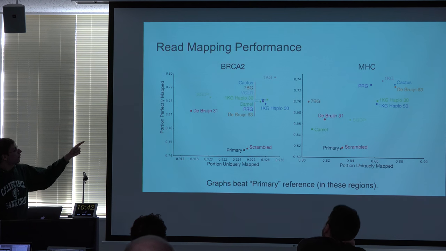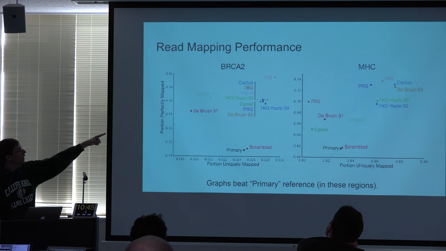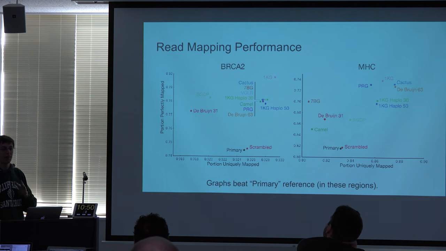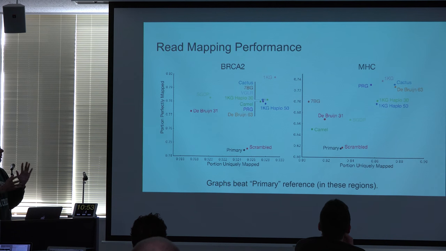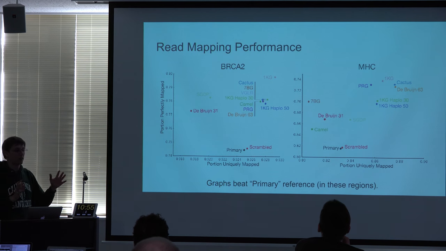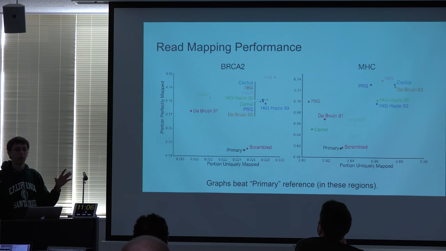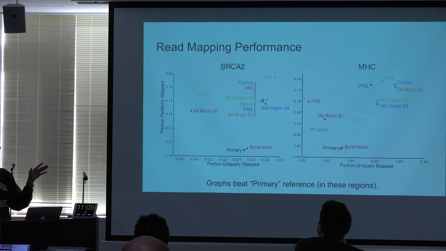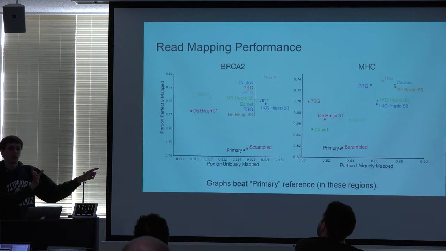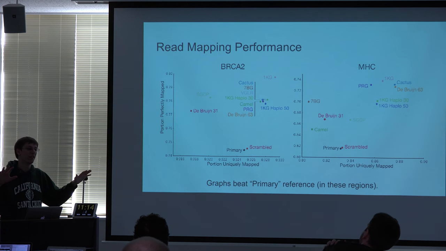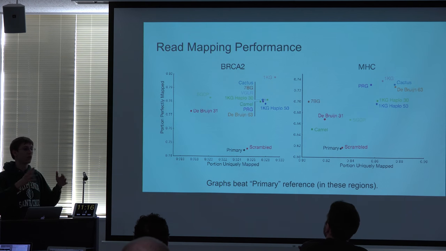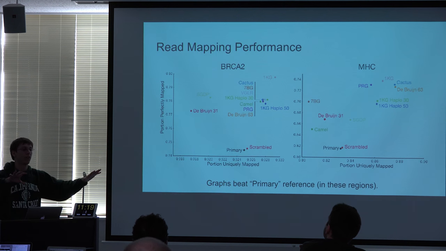And so you can see a lot of the graphs cluster in this region, and a lot of those graphs are the graphs that use the data we gave them. So the method doesn't matter all that much when you're starting with that data. But then the primary graph is down there, the graph we're trying to beat, and then we have this scrambled graph, which is the primary graph plus some material representing variation, but the material representing variation has all been offset, so it doesn't represent real variation, it represents fake variation. So we're using that to control for any effects of just having more stuff in the graph.